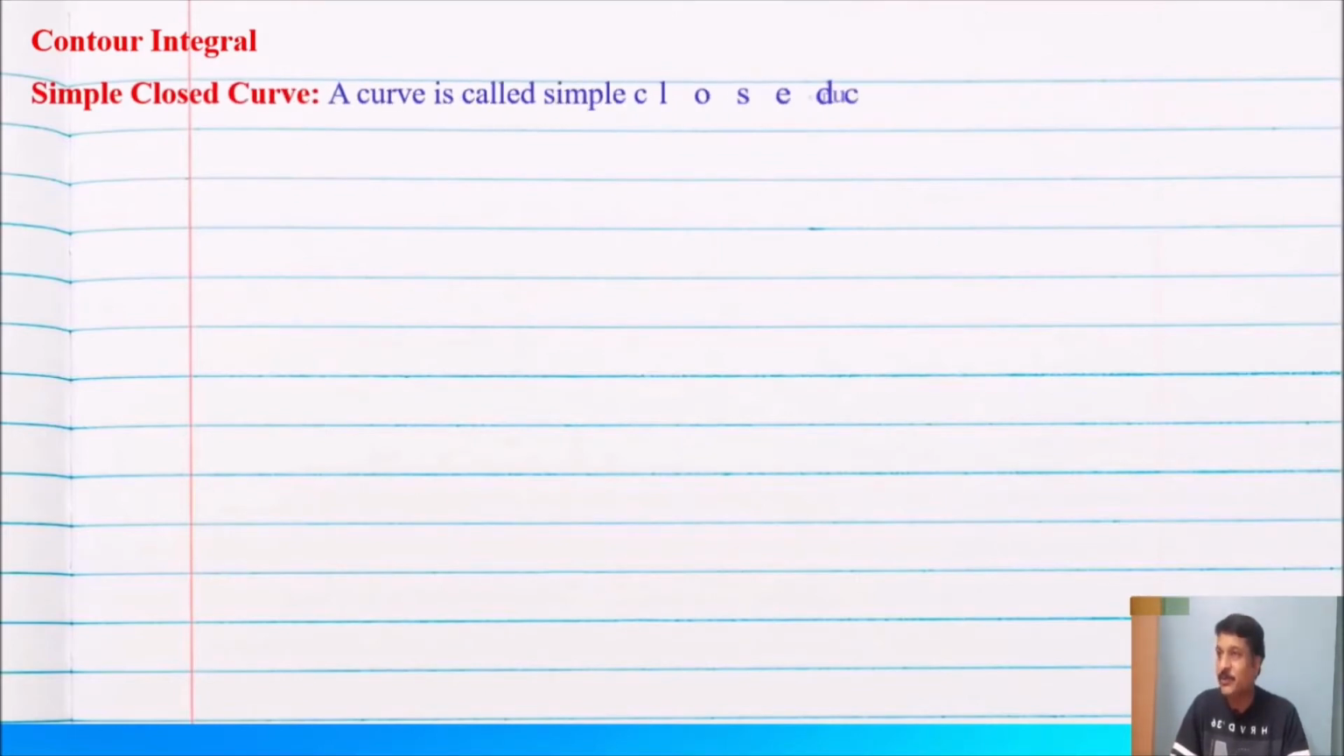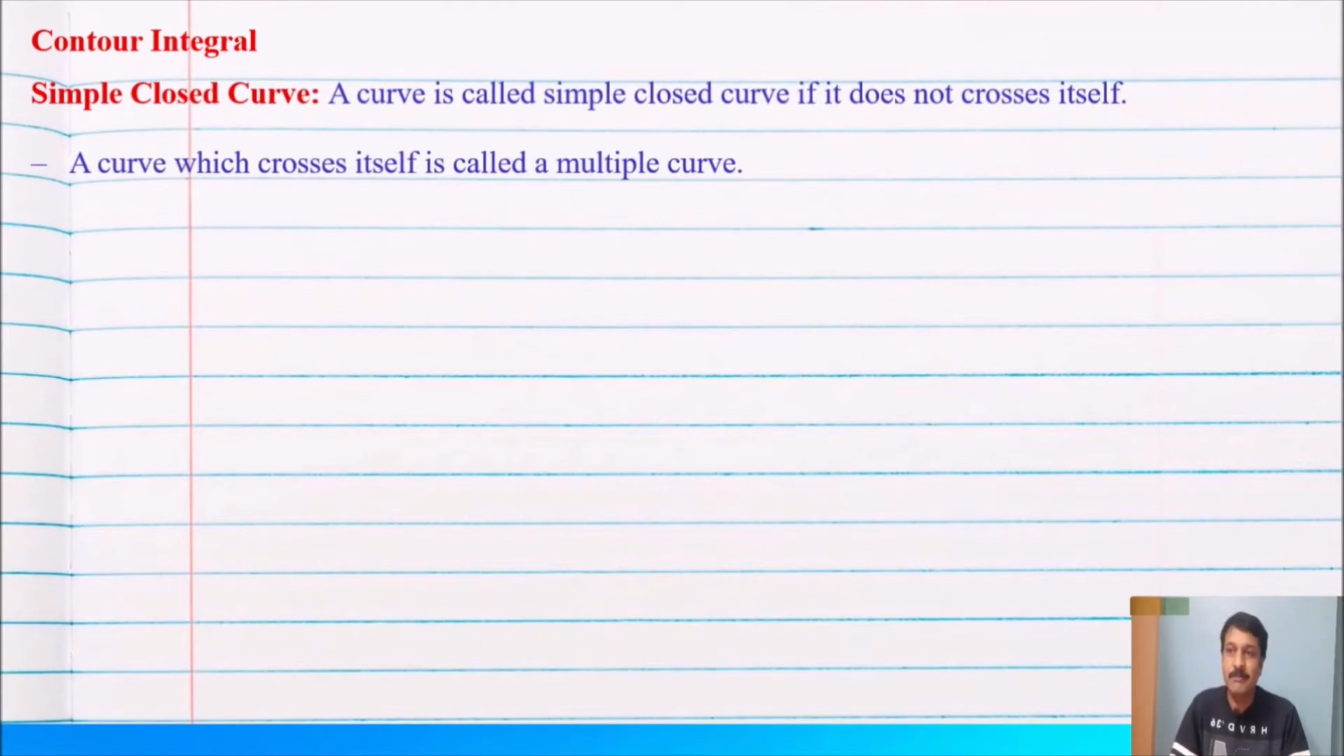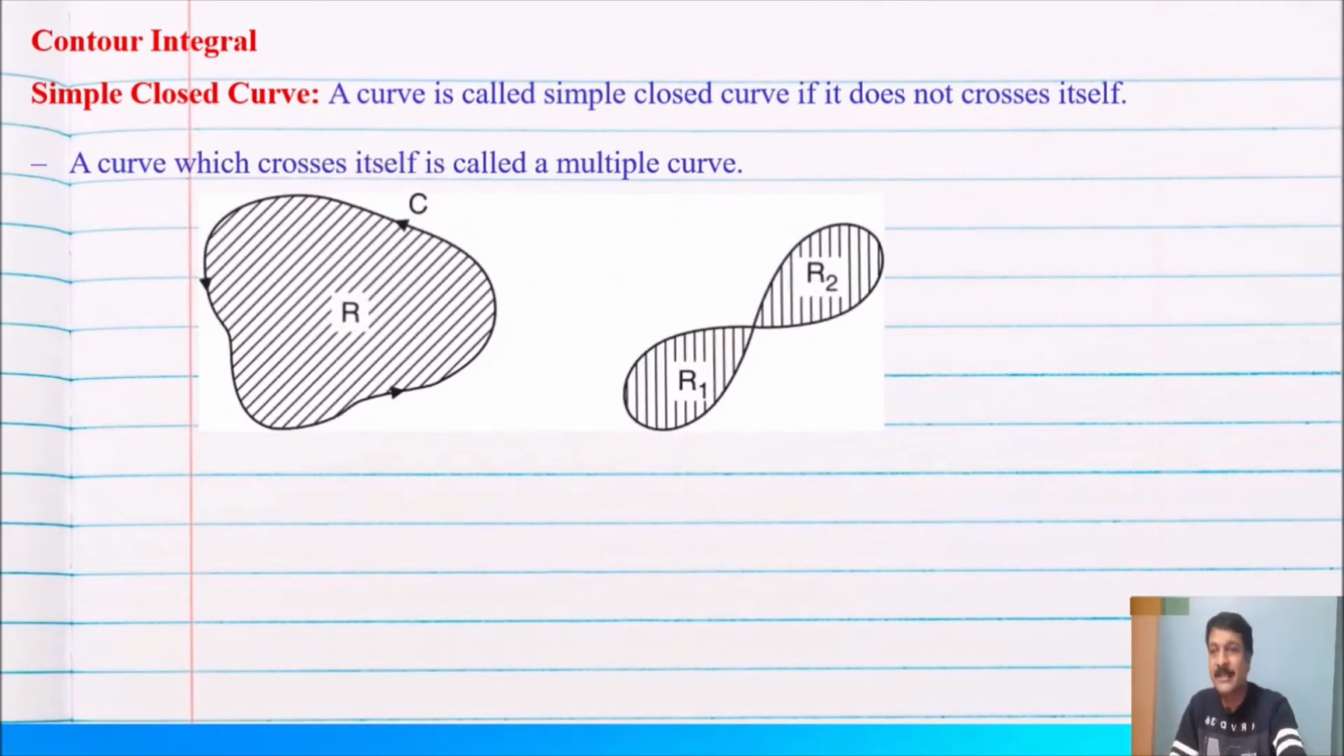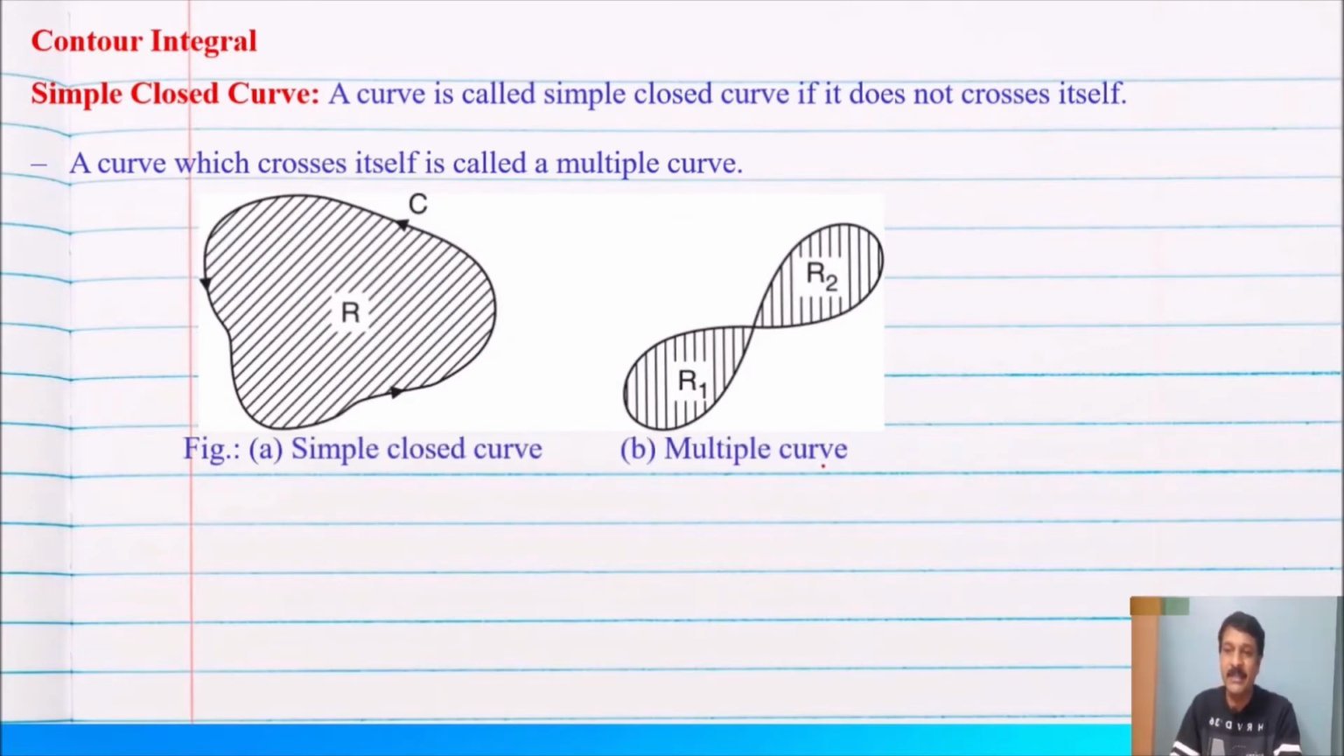Now consider the next part, contour integral. Before that, you should know what a simple closed curve is. A curve is called a simple closed curve if it does not cross itself, and a curve which crosses itself is called multiple. You can see by the figure that the first figure is a simple closed curve, and the second is a multiple curve, because the first does not cross itself, but here it crosses itself. So it is a multiple curve.